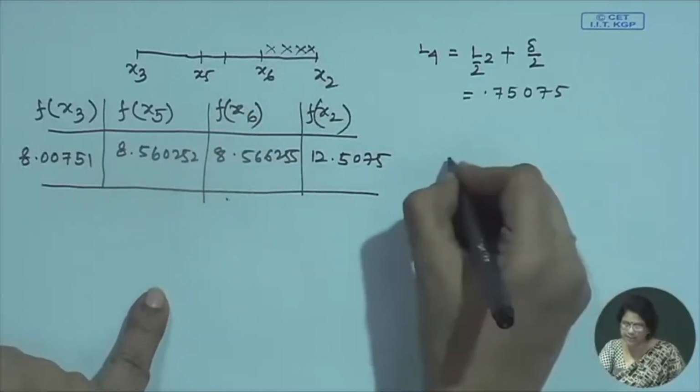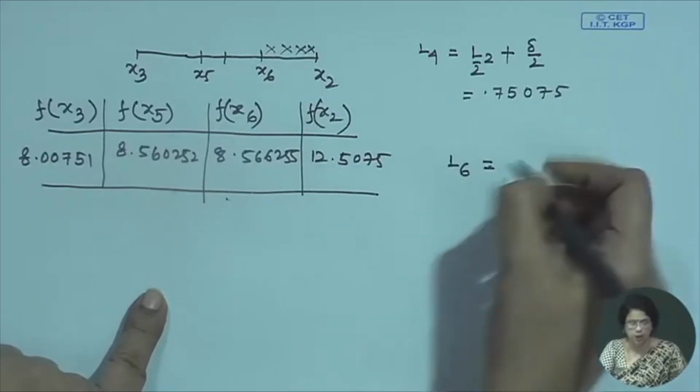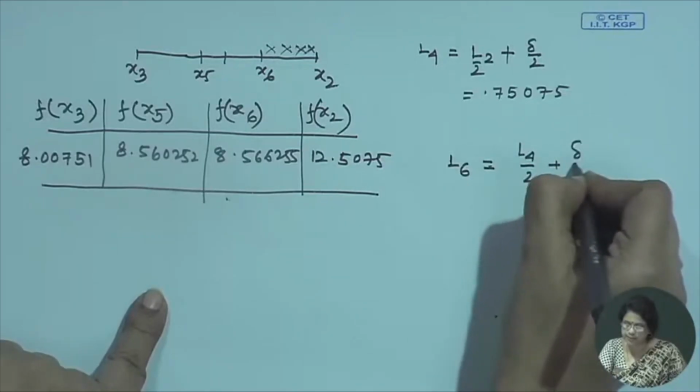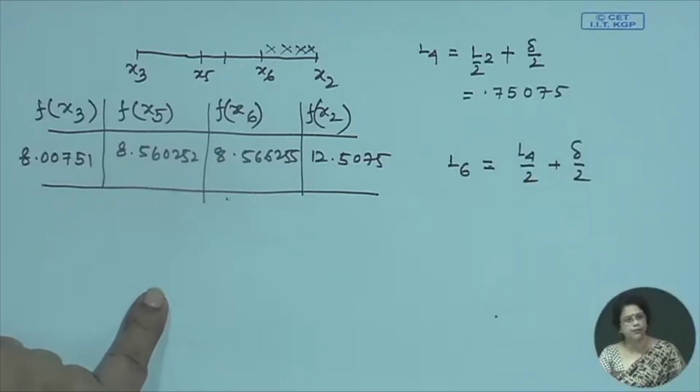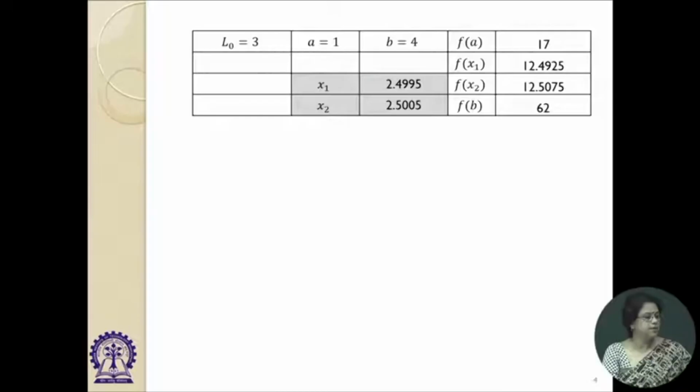That is why we are considering the next interval of uncertainty as L 6, which is equal to L 4 by 2 plus delta by 2. Okay. This way we will proceed. Just you see the tables.